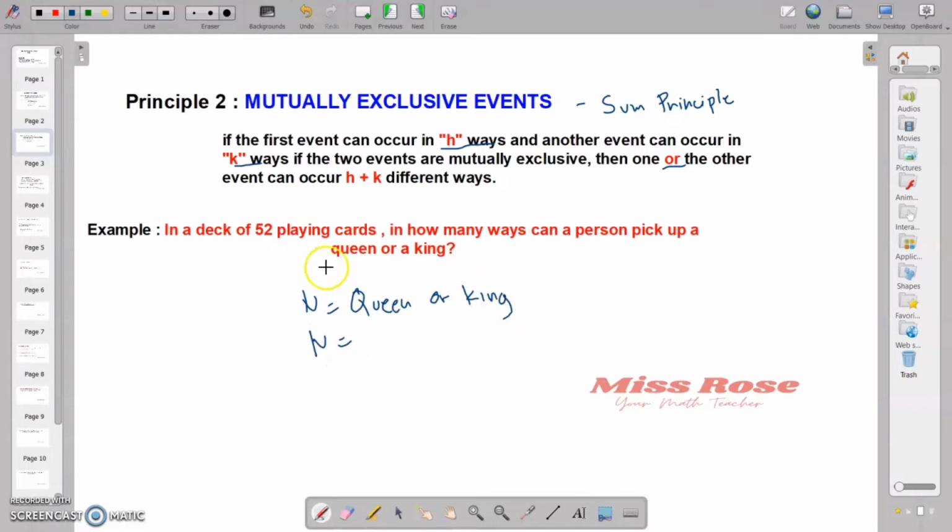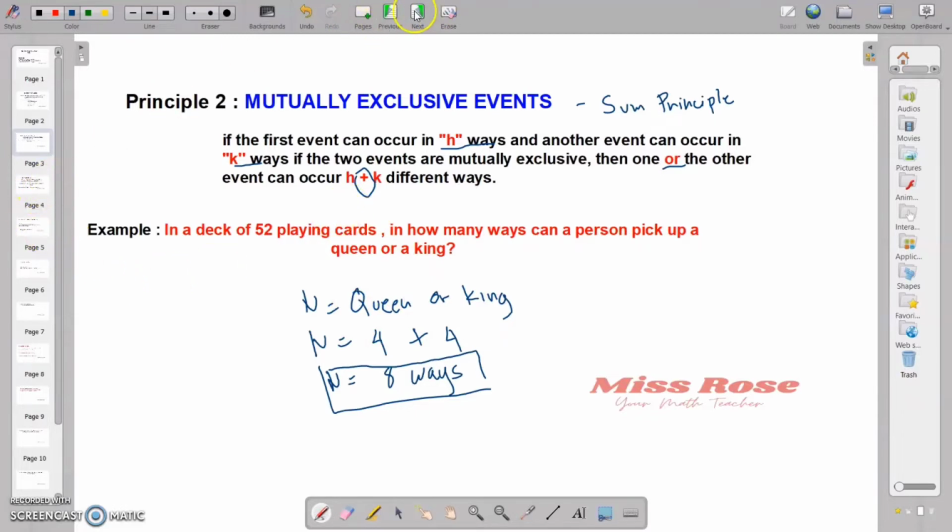So n equals how many queens in 52 playing cards? There are 4. And then or. When mutually exclusive, when it is or, that is addition. Plus, how many kings in 52 playing cards? There are also 4. Just add. So 4 plus 4, 8. So there are 8 ways a person can pick up a queen or king. So that's the mutually exclusive.